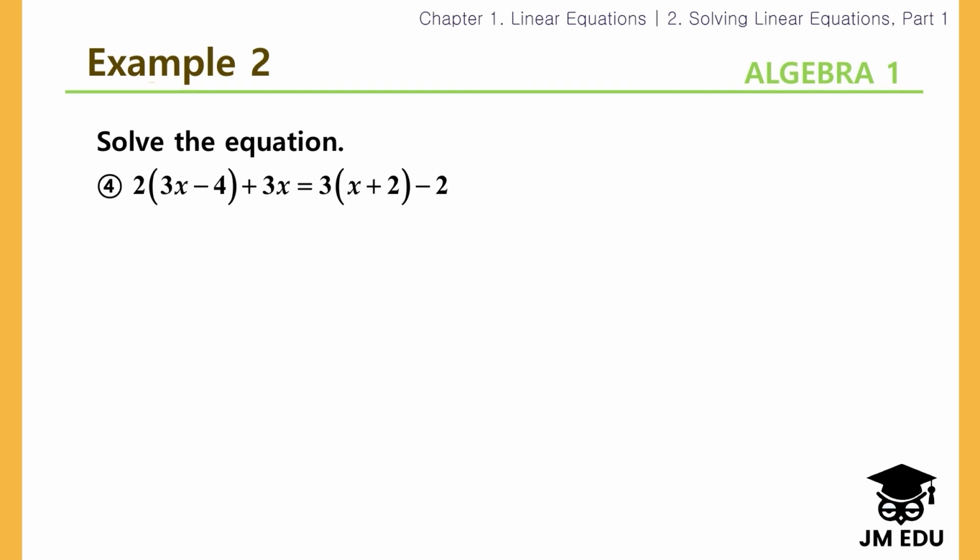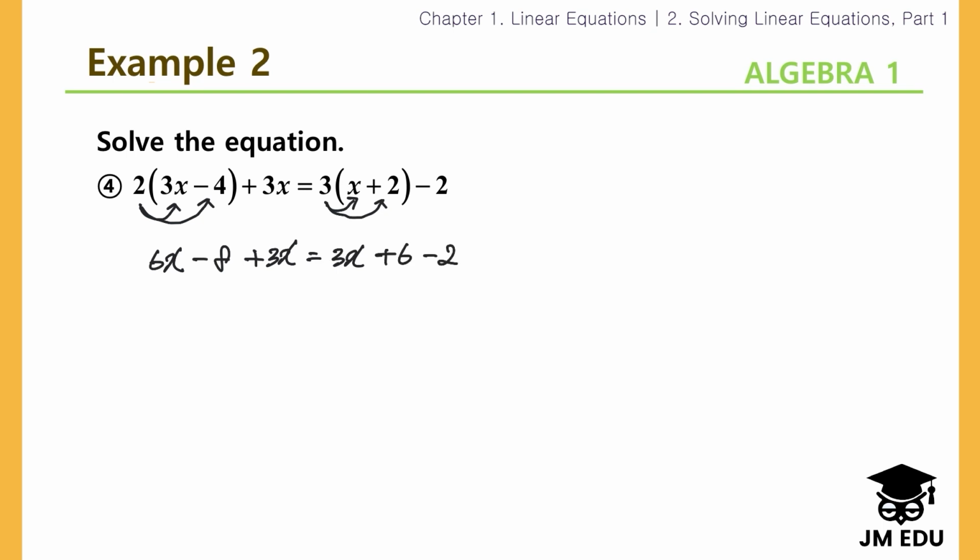Okay, number 4. We have a parenthesis. So we're going to eliminate these parentheses first. 2 times 3x, that's 6x. 2 times minus 4, that's minus 8, plus 3x is equal to 3 times x, that's 3x. 3 times 2 plus 6 minus 2.